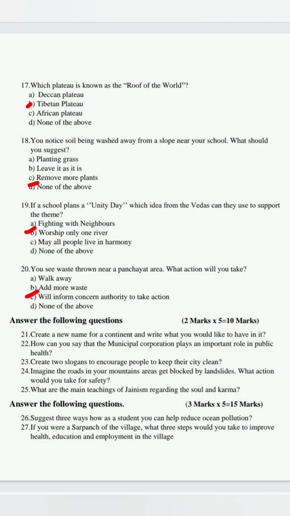Question number 17. Which plateau is known as the roof of the world? Options are A. Deccan Plateau, B. Tibetan Plateau, C. African Plateau, and D. None of the above. And the correct option is option B. Tibetan Plateau.